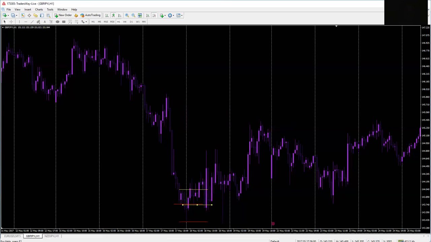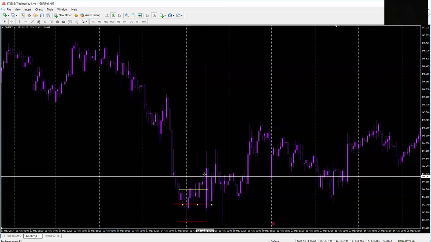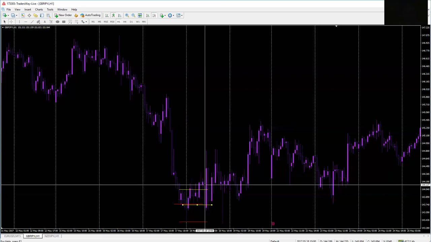Now, let's go over to the London session. Find the 10 o'clock candle, which is 3 a.m. Hover your mouse over it with the crosshair. Look for the 10 o'clock candle. As it said, 10 o'clock on the bottom.